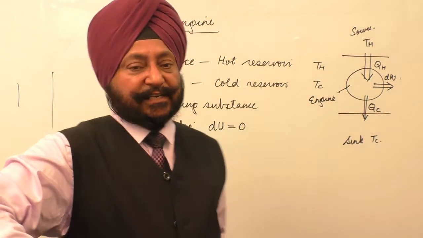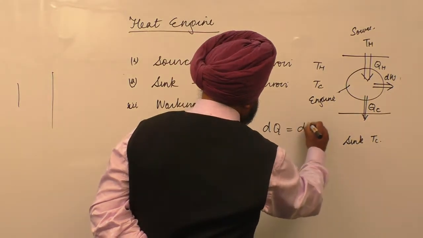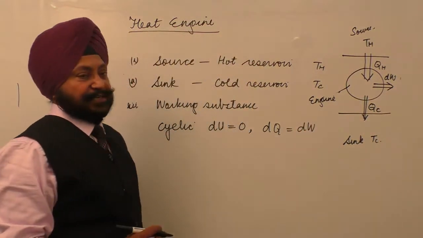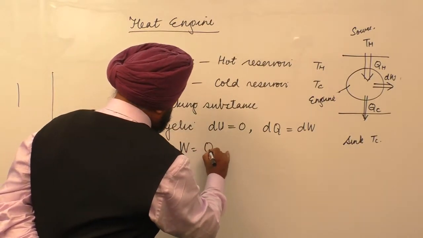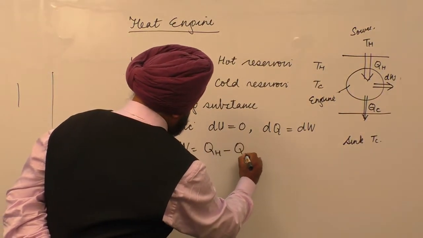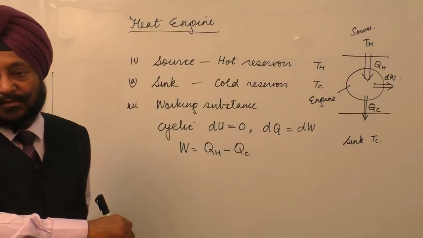So there will be no change in internal energy. Since there is no change in internal energy, therefore for a cyclic process we will have dq is equal to dw. So what is the total work done then? Total work done is the amount of heat which we have utilized, that is QH minus QC. So this is the total amount of work done.